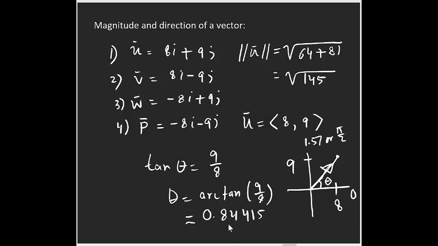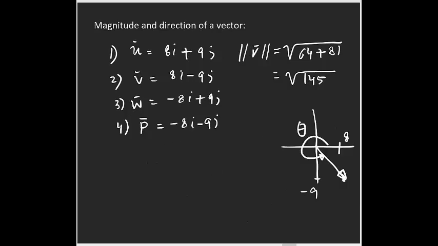So if you look at theta in the first quadrant, it is between 0 and 1.57, pi by 2. So this measure is acute. We are done with this. Now we look at the second vector. So as you see in the second vector v, I have 8 squared is 64 plus negative 9 squared gives me 81. So I'm getting the same magnitude, square root of 145. Now I'm looking for theta.